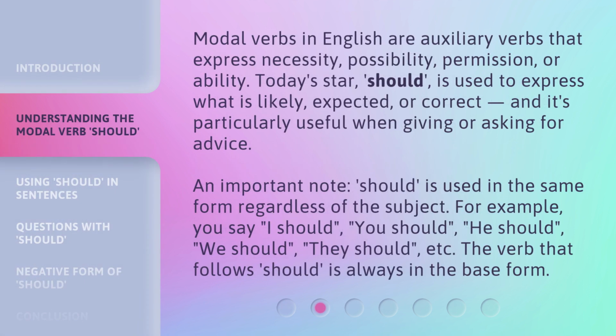Modal verbs in English are auxiliary verbs that express necessity, possibility, permission, or ability. Today's star, should, is used to express what is likely, expected, or correct, and it's particularly useful when giving or asking for advice. An important note: should is used in the same form regardless of the subject. For example, you say, I should, you should, he should, we should, they should, etc. The verb that follows should is always in the base form.